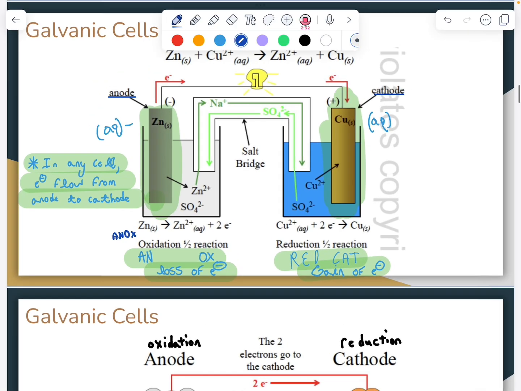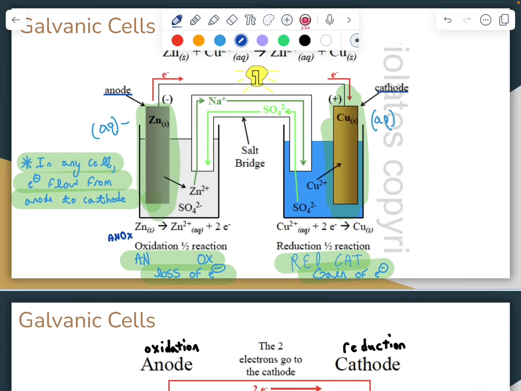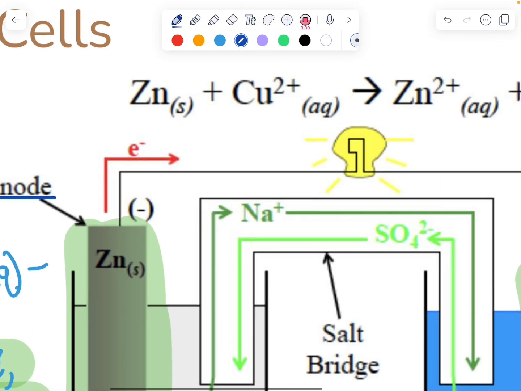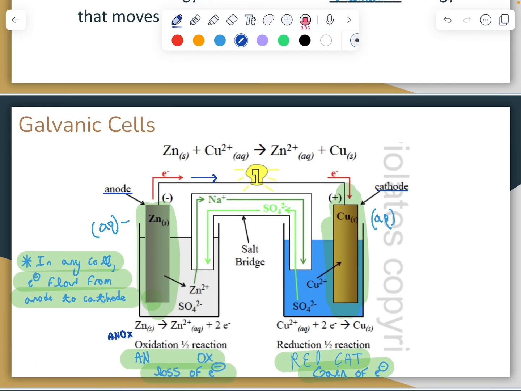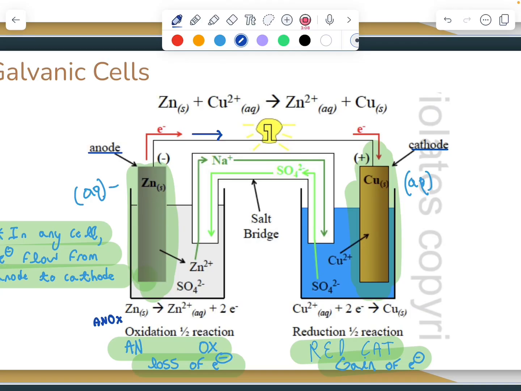And so if we're losing electrons in the anode and gaining electrons in the cathode, that means that electrons always flow from the anode to the cathode. So the electron flow is going to be this way, as the diagram illustrates. And essentially that's all that's happening. It doesn't always have to be the anode to the left and the cathode to the right, but that's just how this one is drawn.